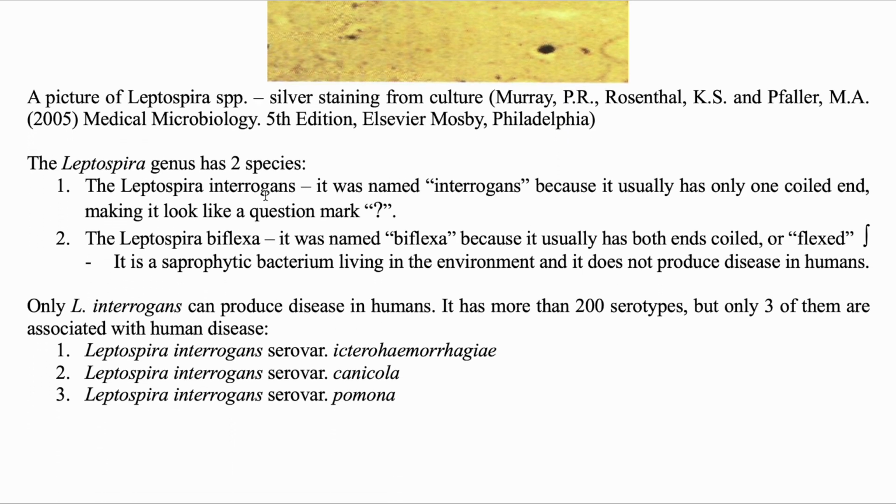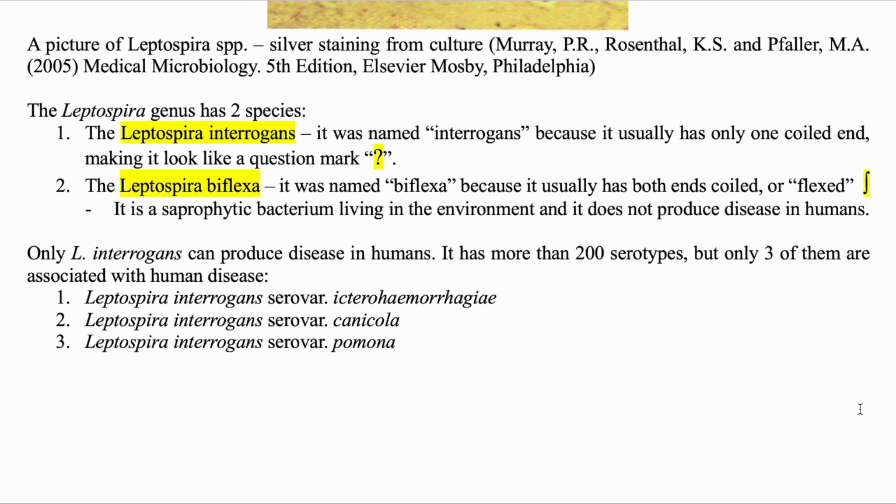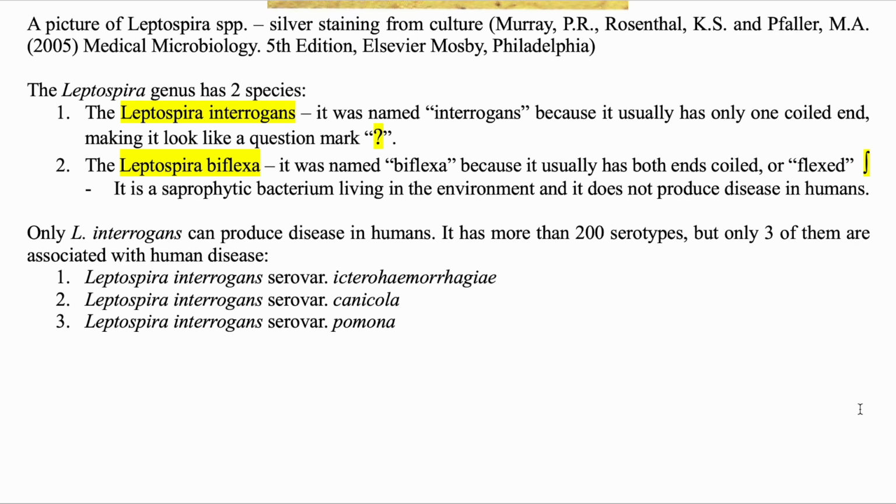The Leptospira genus has two species. The first one is the Leptospira interrogans. It was named interrogans because it usually has only one coiled end, making it look like a question mark. The second one is the Leptospira biflexa. It was named biflexa because it usually has both ends coiled or flexed, and it is a saprophytic bacterium living in the environment, and it does not produce disease in humans. Only Leptospira interrogans can produce disease in humans.